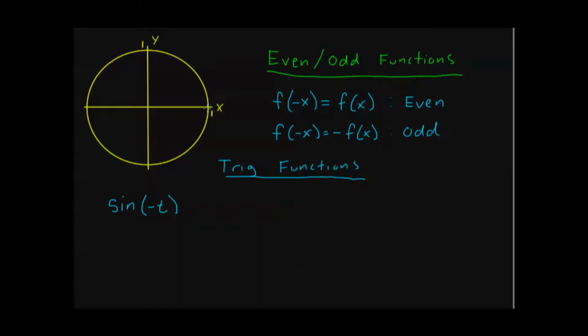So let's take some arbitrary t. Let's say that this is my t. Well, then this down here would be negative t, wouldn't it? Now I know that sine is my y value, and it's easy to see here that whatever my point is here, if this is P of x, y, then this point down here is going to have the same x value. I could draw a little line here.